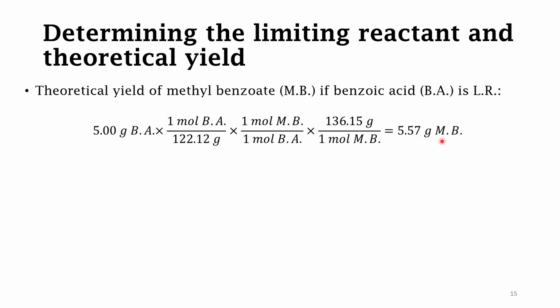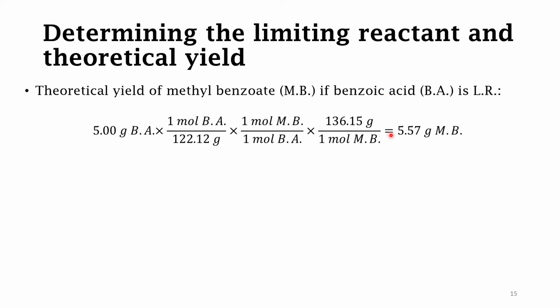Pay attention to significant digits. It's limited by this initial starting mass. We had 3 sig figs here, and all of our conversions are multiplications and divisions, so we keep that smaller amount of sig figs, which is 3, so we still have 3 here in the product. So if benzoic acid is the limiting reactant, then this would be the theoretical yield.